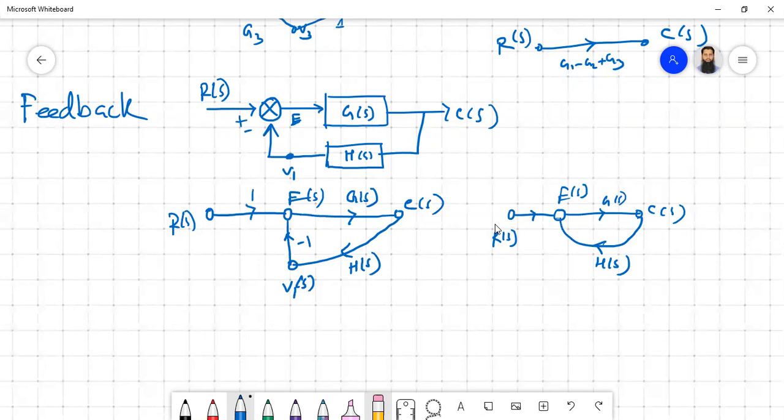Now, if you want, you can apply the formula as before, and then what you have is the transfer function G of S over 1 plus G of S H of S. But as I said, we are going to use Mason's rule. Because of Mason's rule, we don't have to use these formulas anymore. It has a unique formula.